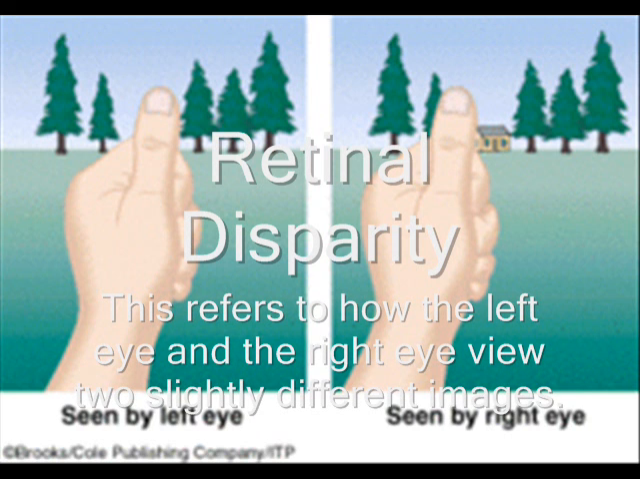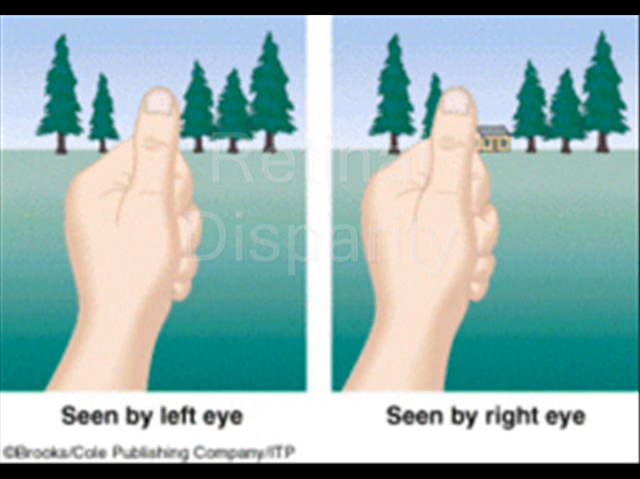Relative disparity. This refers to how our left eye and our right eye see two slightly different images. In the picture, this is portrayed because it shows the left eye and the right eye and how each views the trees in slightly different ways, so that with one eye the house is blocked.